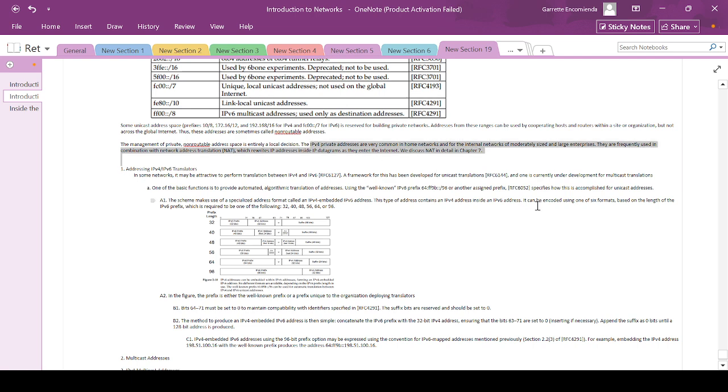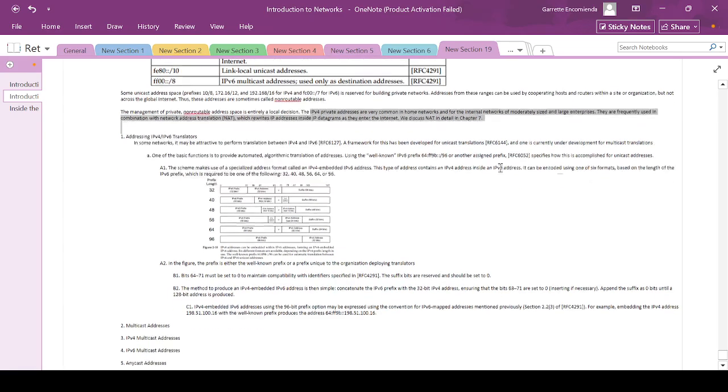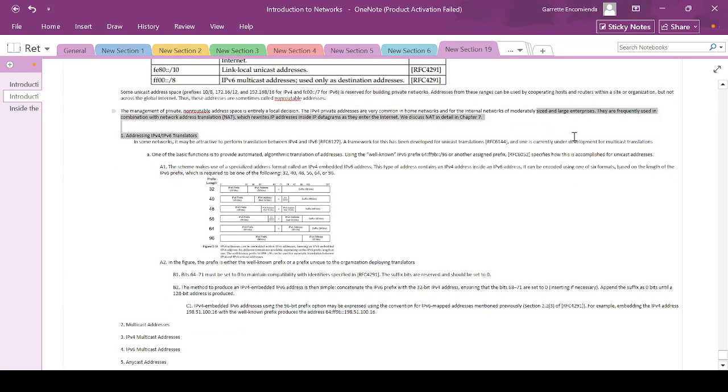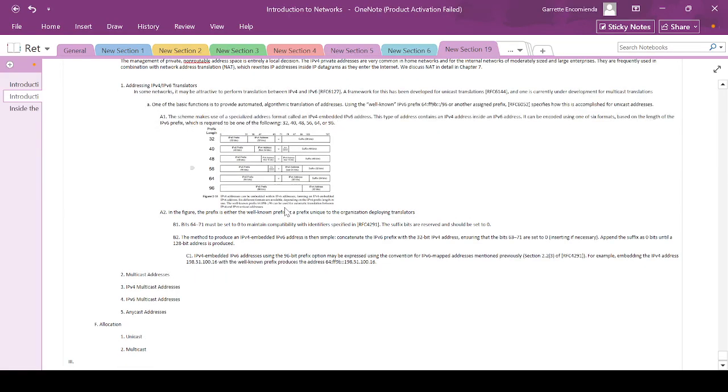The IPv4 addresses are very common in home networks and for the internal networks of moderately sized and large enterprises. They are frequently used in combination with network address translation. So these non-routable addresses are frequently used with NAT, or network address translation, which rewrites IP addresses inside IP datagrams as they enter the internet. So when we say non-routable, it cannot route to the internet, only within the network or router network.